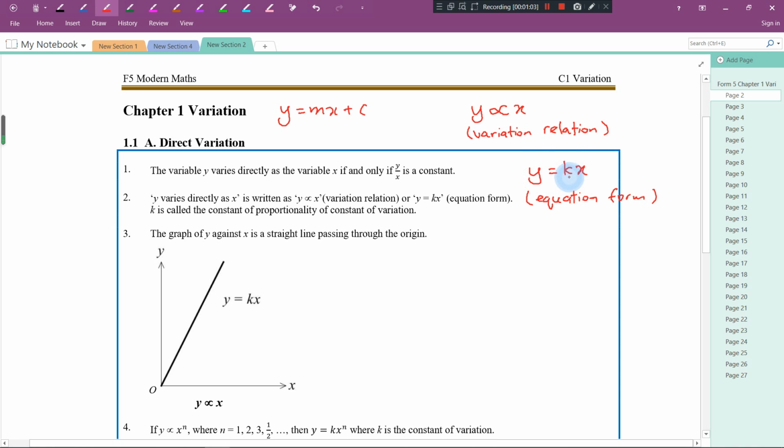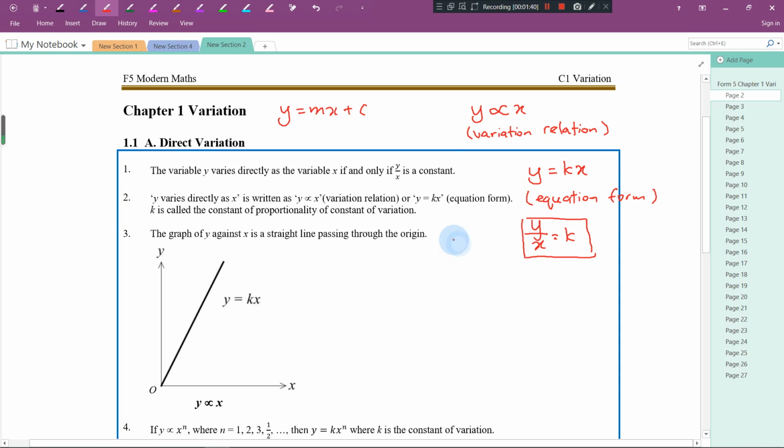Look at this equation. When I divide both sides by x, what will happen? y over x is equal to k. So sometimes the question asks you, does y vary directly as x? How to determine? It's very easy. You just take the value of y divided by x. If you always get a constant, the same number, then we can conclude that y varies directly as x. If not, y does not vary directly as x.